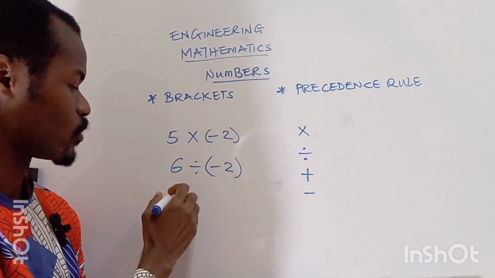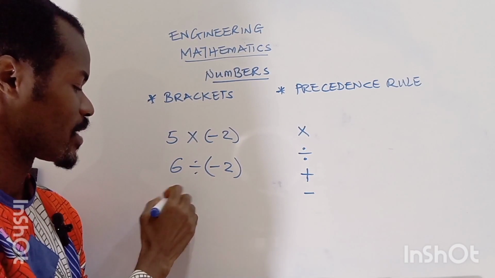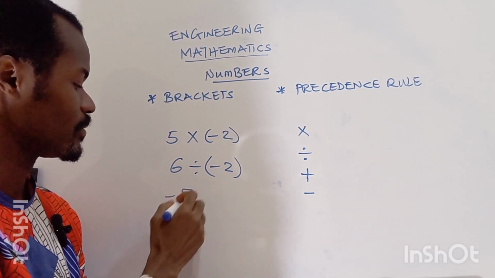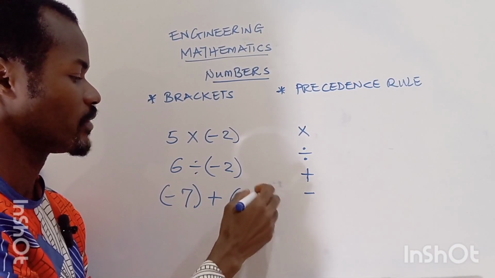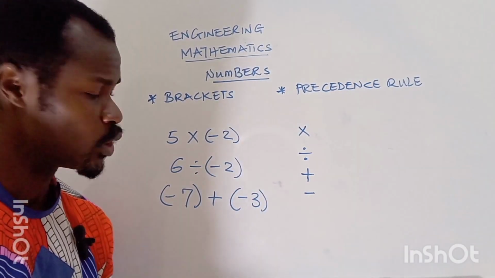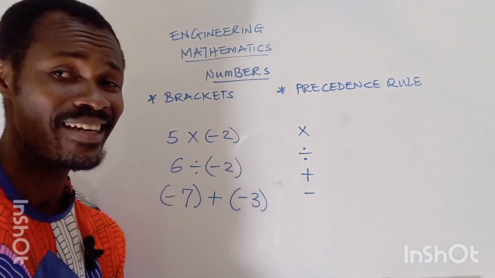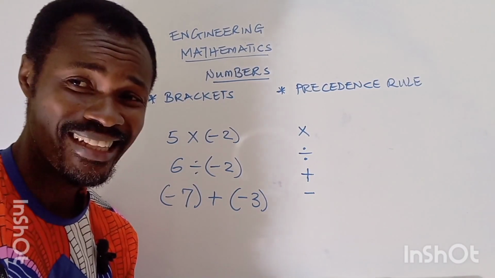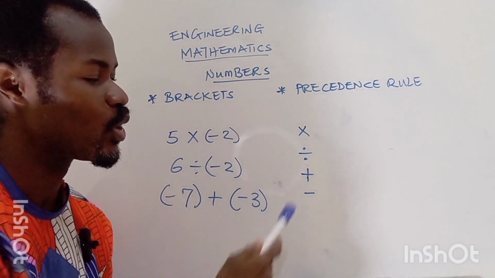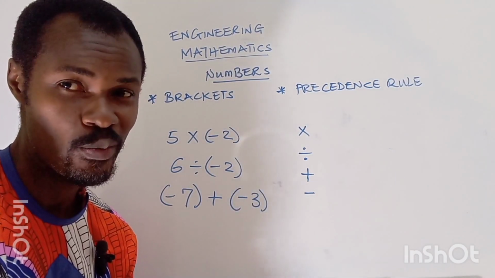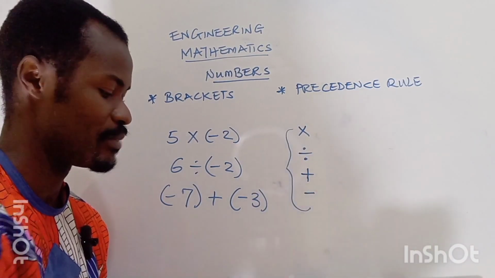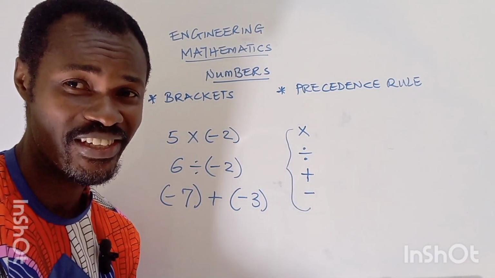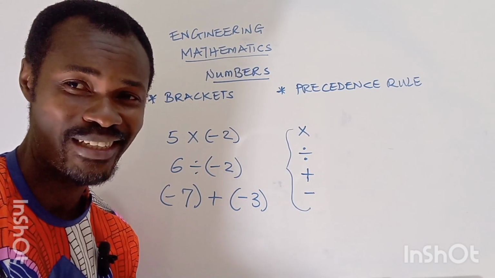Let's give one more example. Sometimes we can write minus 7, put this in brackets, plus minus 3. So you don't want to expose any two signs like this. In our previous lesson, we also learned that these are called basic operations. These are the four basic operations in maths that you have to be very skilled at for you to do well in maths.